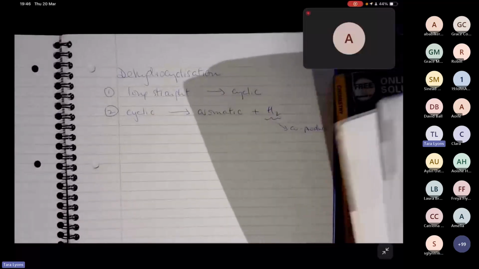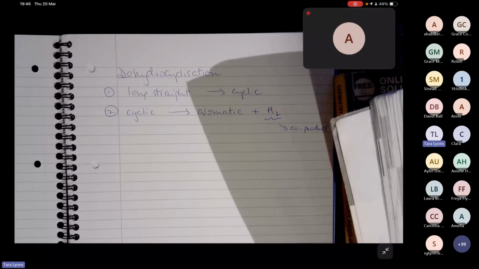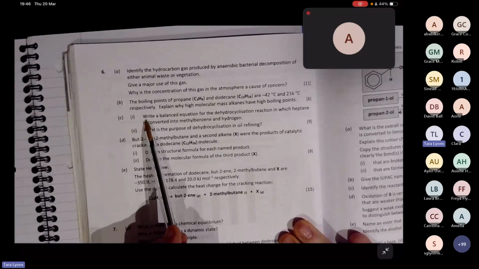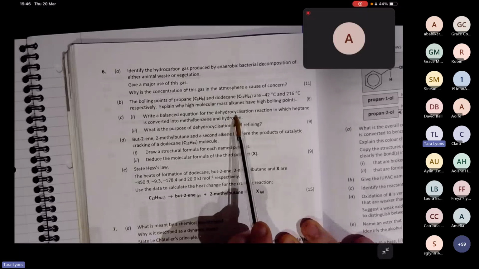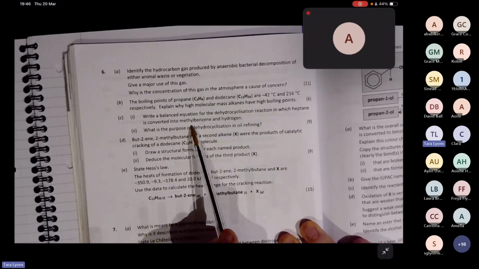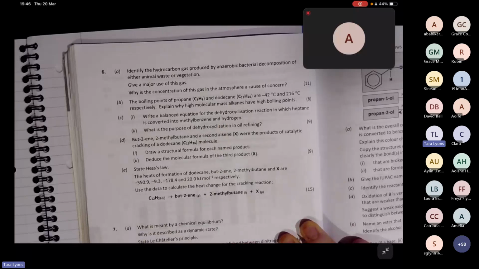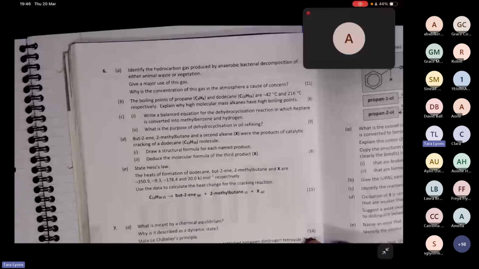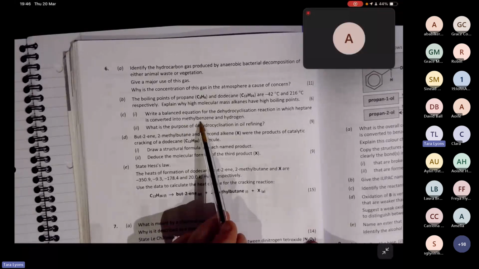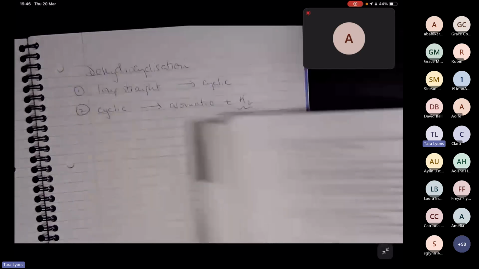And what you do is you go to question 6, and the more question 6 you go to, the more you're going to see how this works. So this is from 2017. They wanted me to write a balanced equation for the dehydrocyclization reaction in which heptane is converted into methylbenzene and hydrogen. Now, we want an equation. They've told me to start with heptane. They've told me to end with methylbenzene and hydrogen. So that's what I'll do.